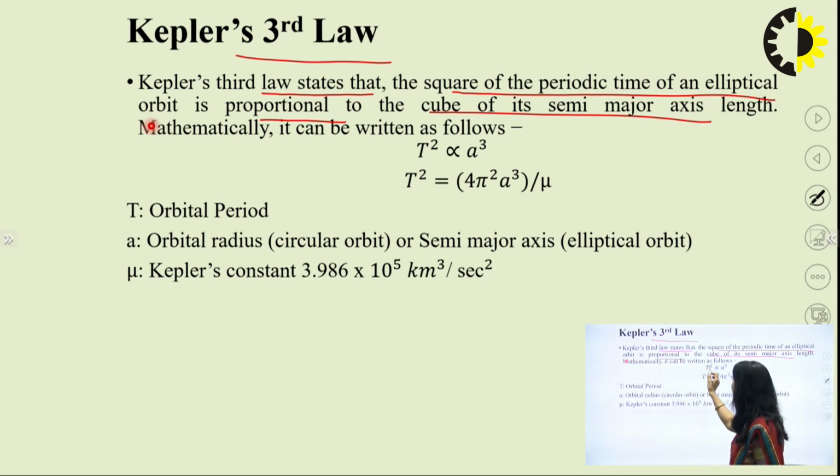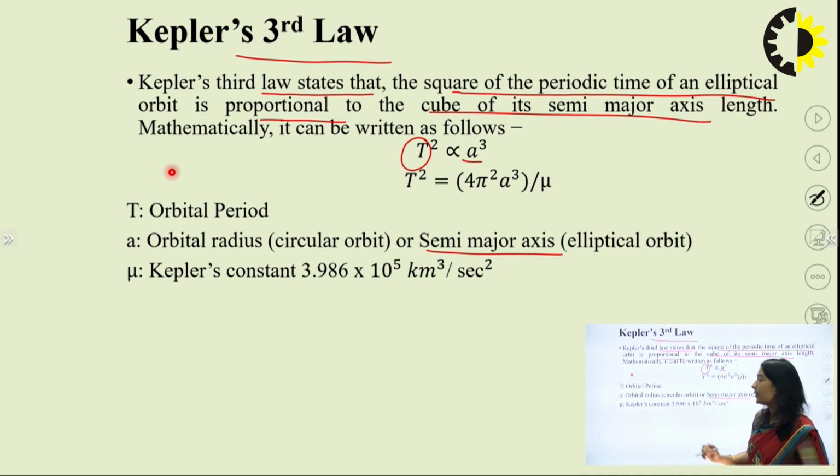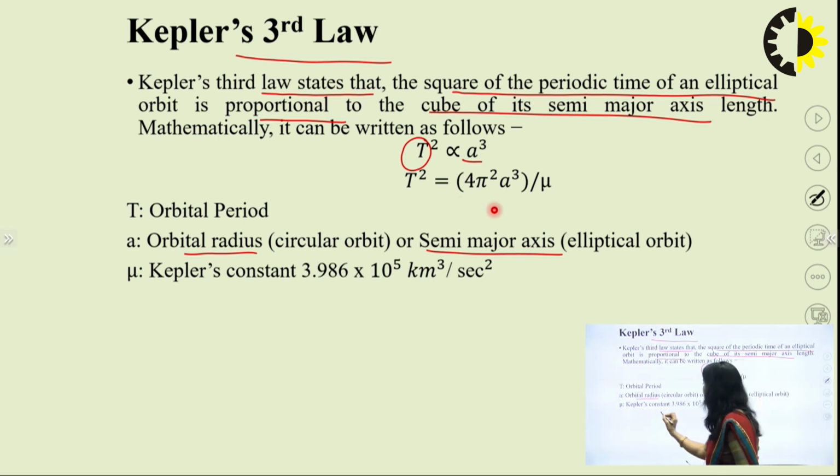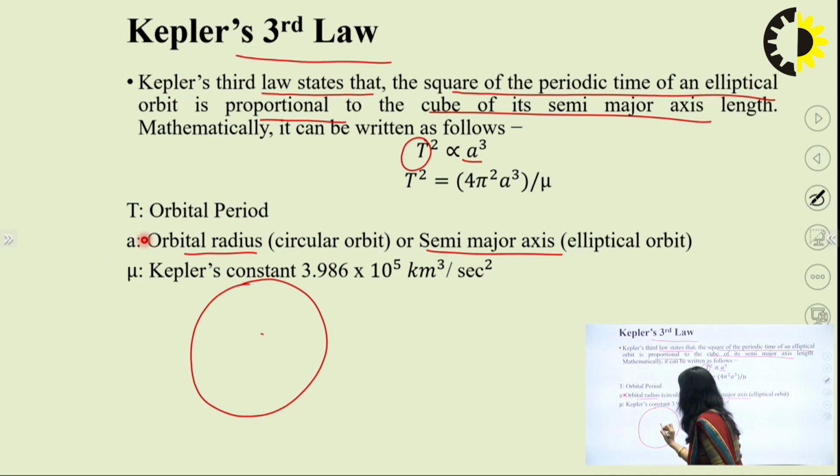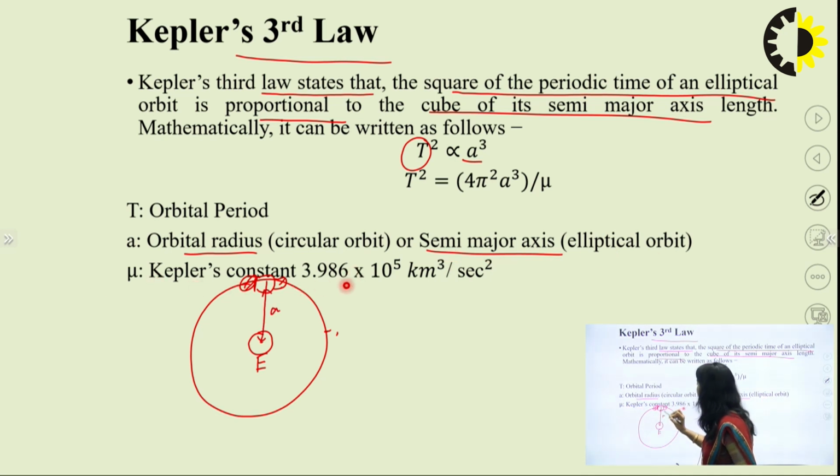So, if we say that capital T is the time period or the orbital period, it is the time in which your satellite covers the complete orbit. That is known as the orbital period. Small a, if we talk about an elliptical orbit, will be the semi-major axis. If we talk about a circular orbit, then this small a will be the orbital radius. So, I'll represent this here. Here, this is Earth and this is the satellite and this is the distance a. So, if we have a circular orbit, then small a will be the orbital radius.